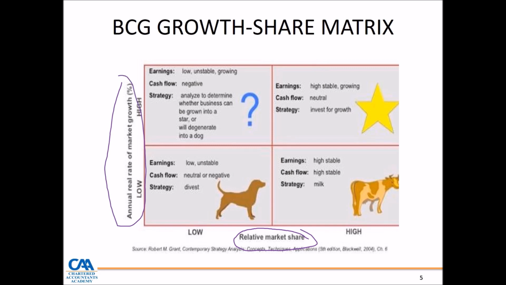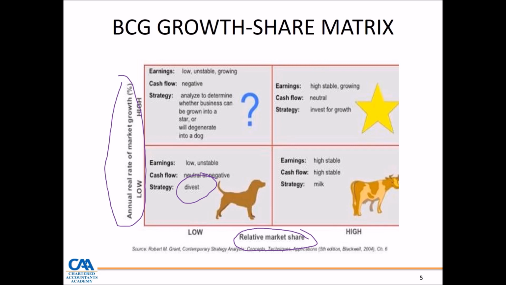So I'll start with the bottom end. We've got a low market share, and the rate of return is low. And here you're looking at it from a business perspective. As a business, I'm operating in an area where I've got a low market share and the rate of return is low. So effectively what it means, I'm earning low earnings, my earnings are unstable. So from a strategy perspective going forward, should I continue investing in this business? The answer is no. You've got low market share, the returns are low, so you may consider divesting from this business because you are not making money in this business.